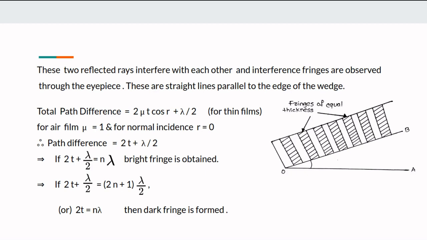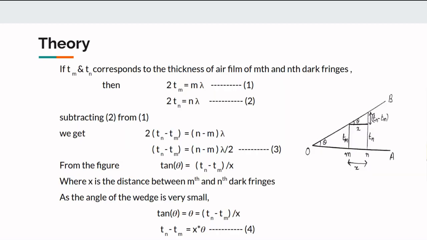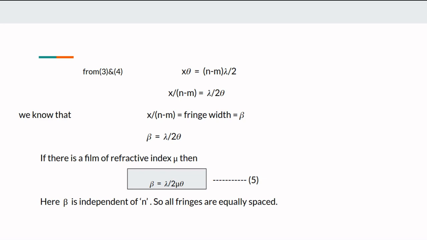In this case, a thin film is formed, and the rays reflected from the thin film interfere with each other, and alternate bright and dark straight parallel lines are observed. These are known as interference fringes, or fringes of equal thickness. Next, we have derived the fringe width. Fringe width is nothing but the distance between any two successive bright or dark fringes. The formula for beta is lambda by 2 mu theta. That means beta depends upon the wavelength of light used and the angle of the wedge.